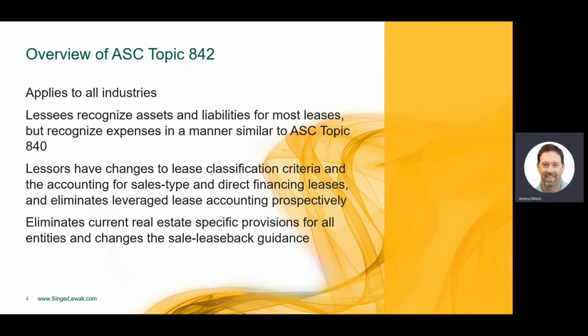However, the previous expense recognition patterns for operating and capital leases remains mostly consistent with ASC Topic 840, the former GAAP rules for leases. However, the lessors will have much smaller changes with the elimination of the leveraged lease model that was previously allowed under ASC 840. Also, there used to be specific GAAP guidance for leases that involved real estate, such as a lease of land and building or a lease of land, building, and equipment. Those rules are now gone. Also, there's some minor changes to the rules for sales leaseback arrangements.